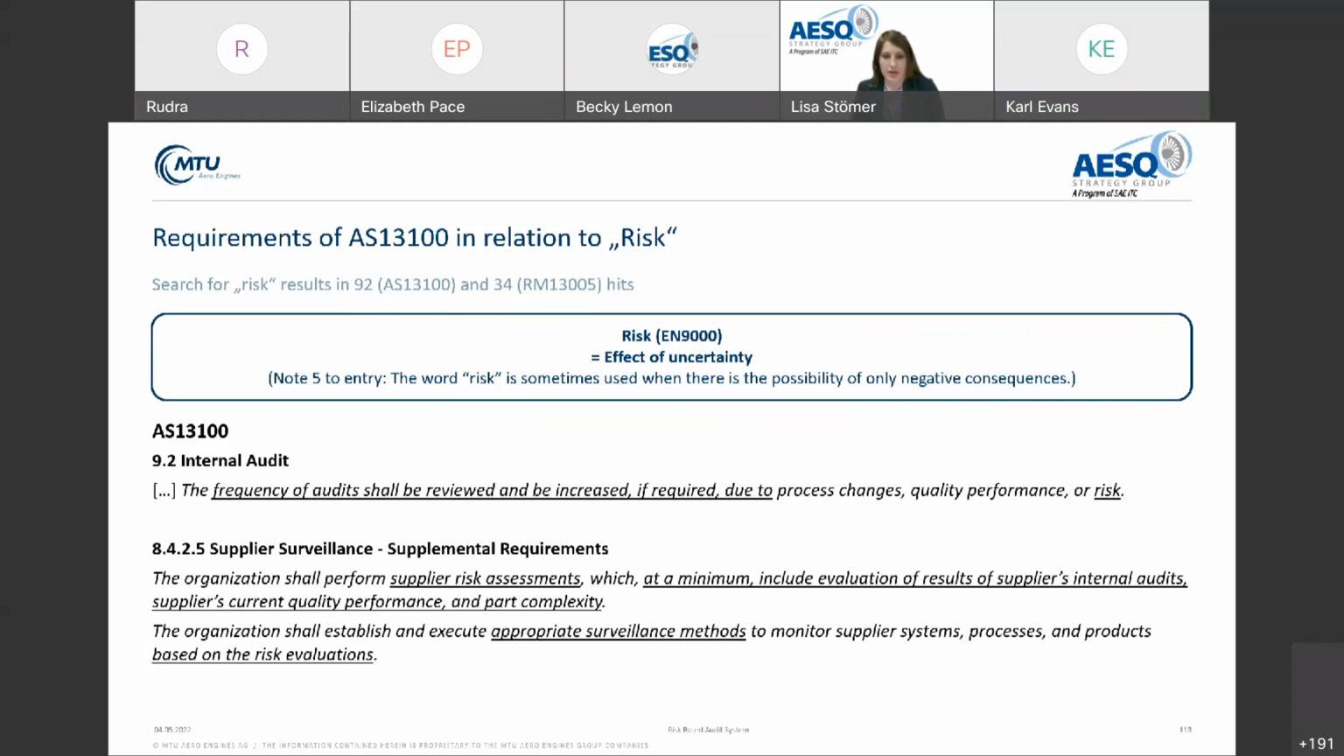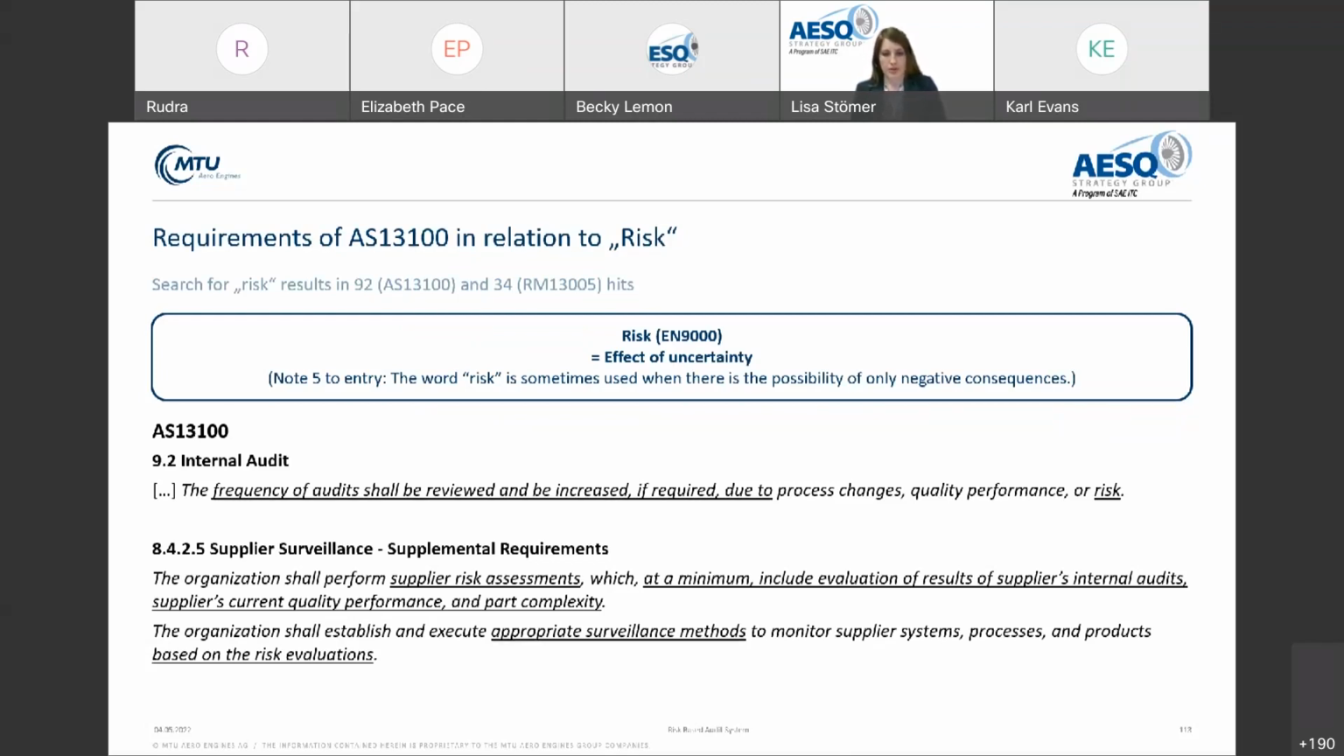The EN 9000 defines risk as the effect of uncertainty. There are several notes to it. One note says the word risk is sometimes used when there's the possibility of only negative consequences. I think this is often the case, but nevertheless, risks can also have positive consequences by taking actions and in this way improving the systems.